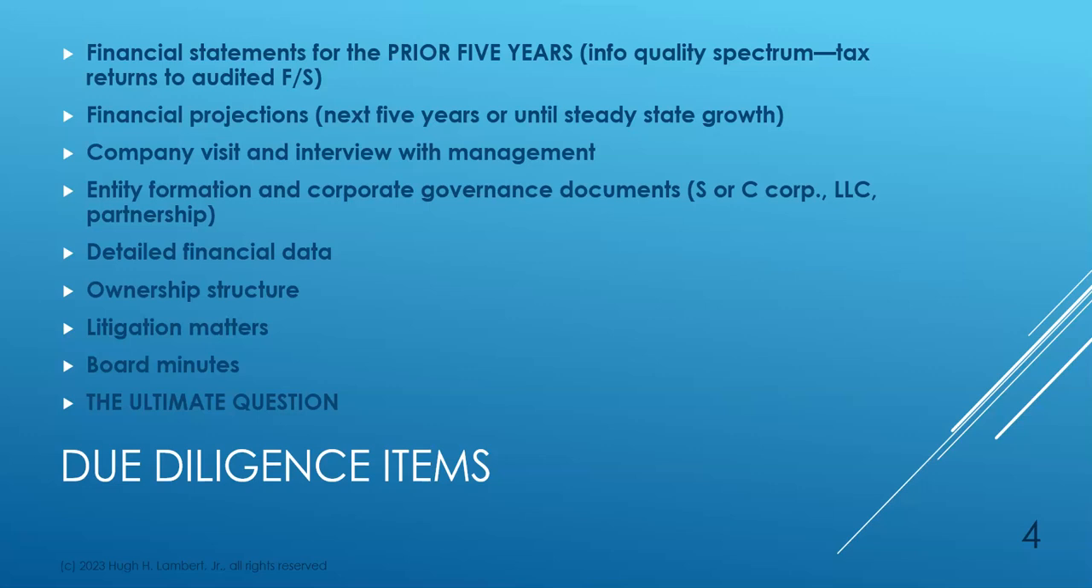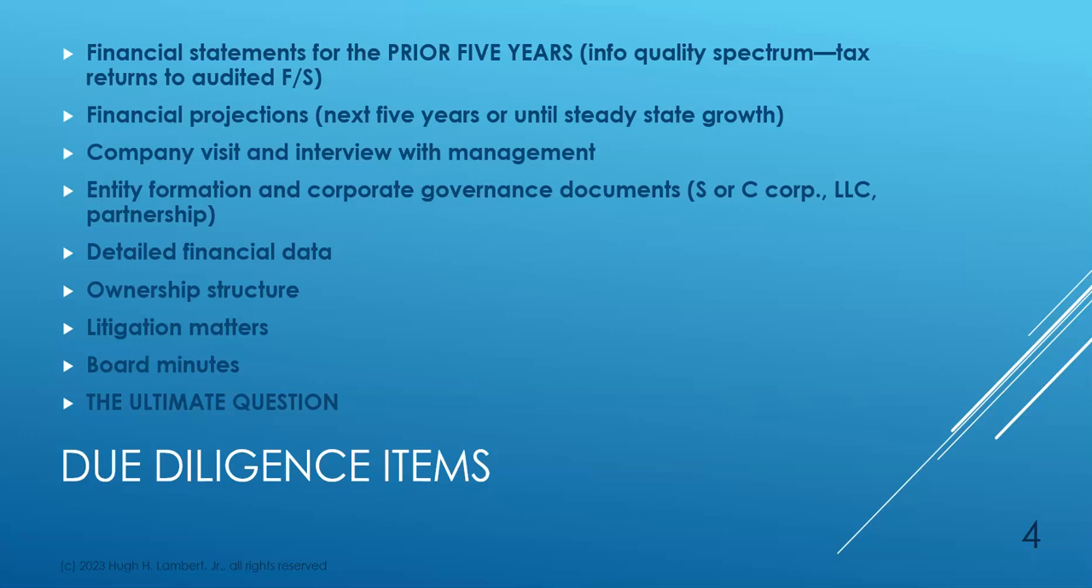You want to find out what type of entity they are. Are they a C Corp, an S Corp, an LLC, a partnership, or even a sole proprietorship perhaps? And you want to look at the corporate governance documents depending on what type of entity it is. And we'll go into more detail in class what those distinctions are. You'll do some financial analysis in a lot of detail. You'll want to know about the ownership structure of the company.